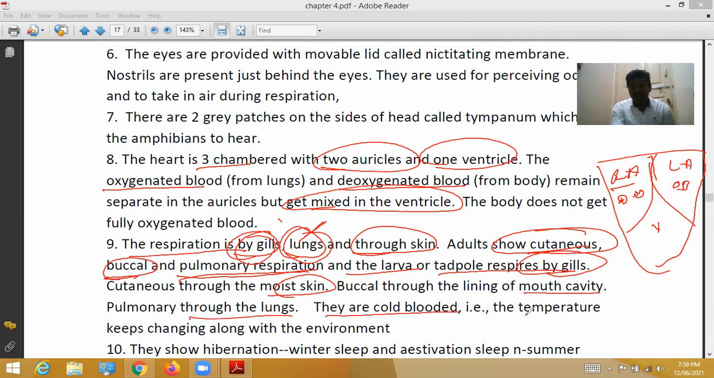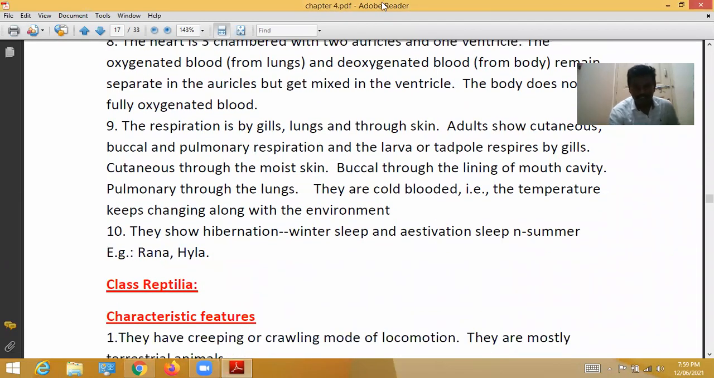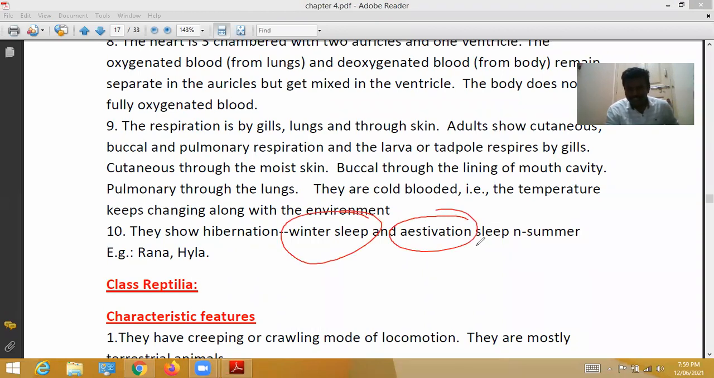They are cold-blooded animals, that is, their body temperature keeps changing along with the environment. According to how the environment changes, their body changes. They show hibernation, winter sleep, and also aestivation, summer sleep. Examples: Rana and Hyla. Okay, that's all.